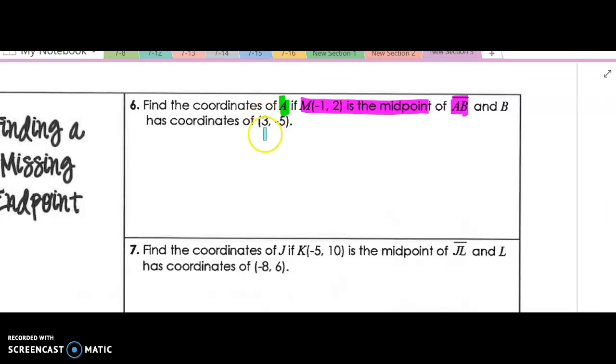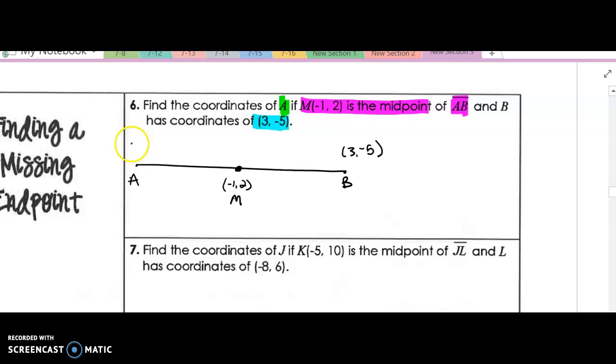What I always like to do is draw a picture. So I'm going to draw a picture here of a line segment AB. We have A here, B here. We know B has the coordinates of (3, negative 5). And we know we have this midpoint, M, right here, as (negative 1, 2). We want to find the coordinates of A, and we don't know them.